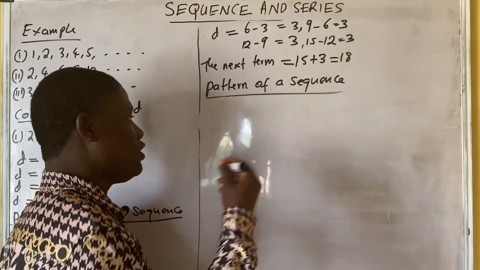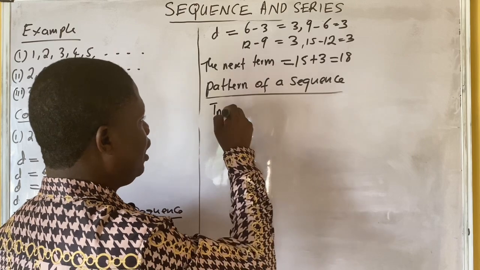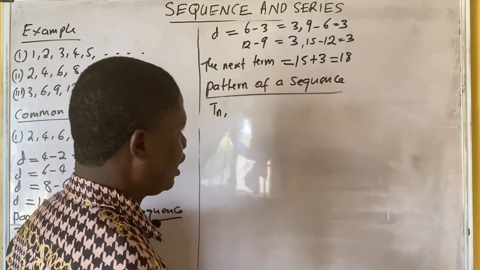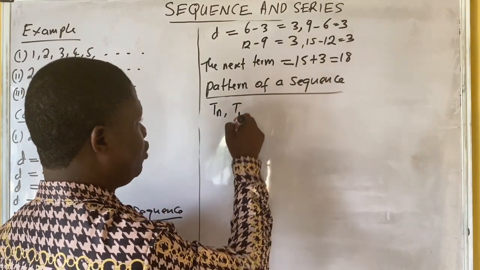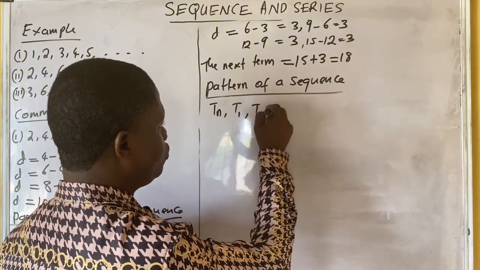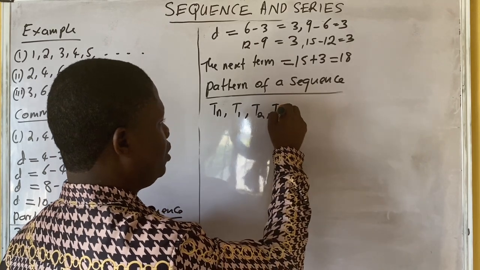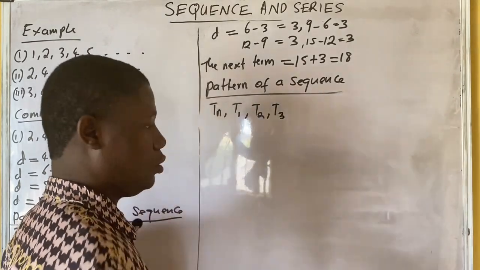So the end term of a sequence may be represented using Tn. This means that our first term will be represented using T1, the second term may be represented using T2, and the third term may be represented using T3, and so on.